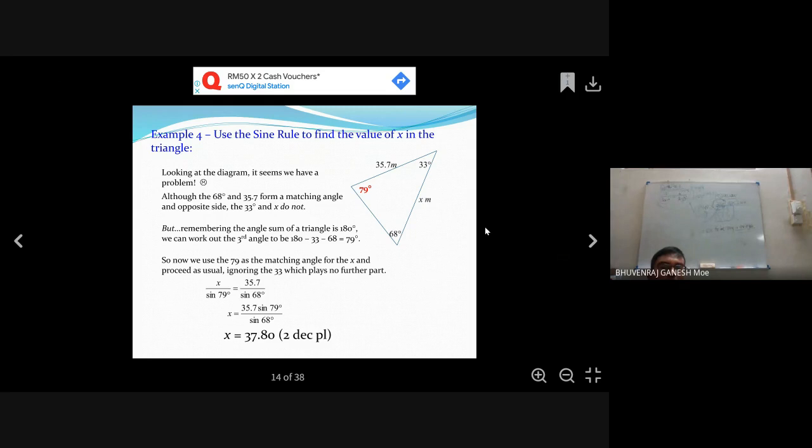So you take x over sine 79 is 35.7 over sine 68. From here, you cross multiply: 35.7 sine 79 over sine 68. Again, 4 decimal places, not 2. So x is 37.80 something. That's what you will get. I hope you know how to press this in the calculator. I think this one shouldn't be a problem. The only thing is if you want to find the angle from the lengths given, you have to use the shift sine stuff. So make sure you know.